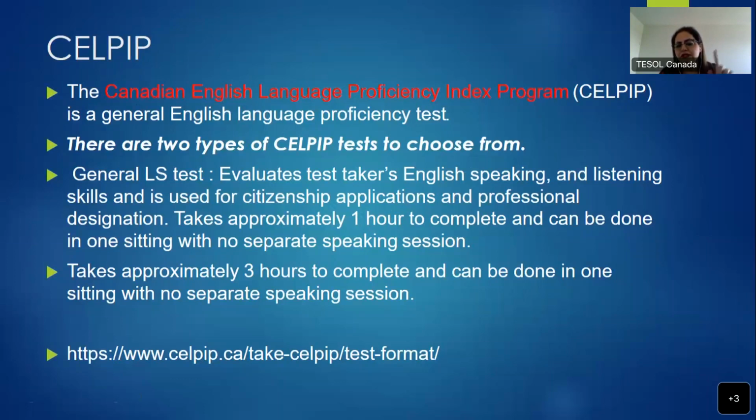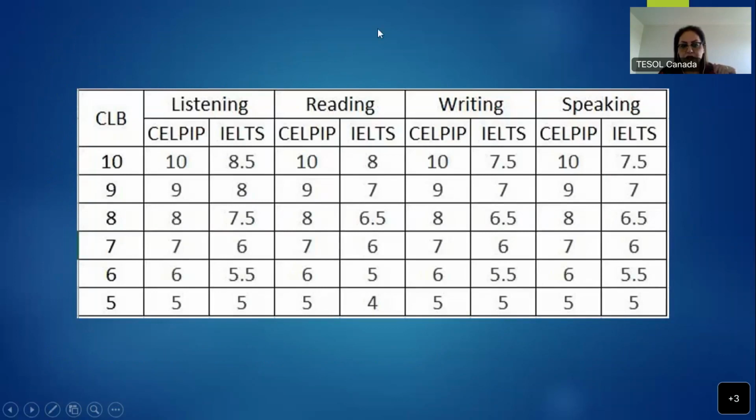It takes approximately an hour to complete and can be done in one sitting with no separate speaking sessions like IELTS. It all happens in one. And the other one takes about 3 hours to complete and can be taken in one sitting with no separate speaking sessions. So let me share with you for CELPIP.